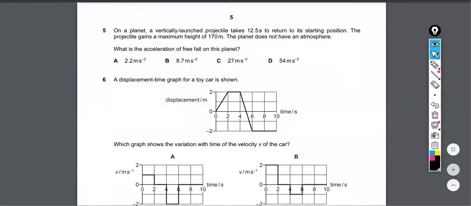On a planet, a vertically launched projectile takes 12.5 seconds to return to its starting position. The projectile gains a maximum height of 170 meters. The planet does not have an atmosphere. What is the acceleration of free fall on this planet?